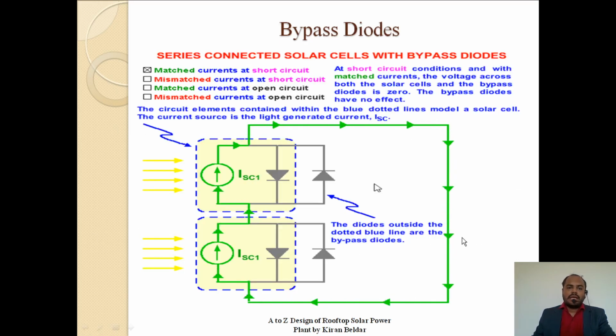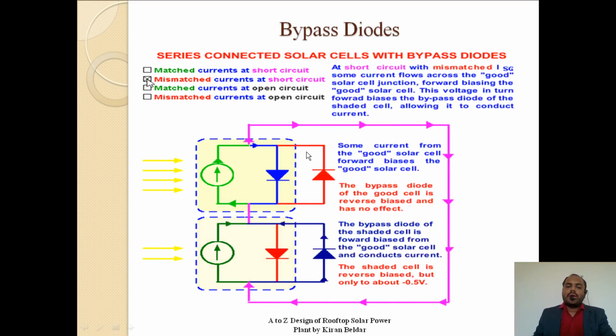Here the animation is shown. When there is a matched current at short circuit, the current is flowing through this diode. In this case, these 2 bypass diodes are in the reverse bias condition. In the next case, if shading is happening over this cell, it bypasses the current and completes the circuit. This is the reverse bias and this is the forward bias diode condition here.